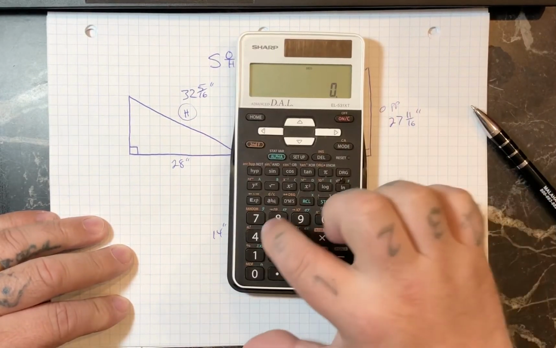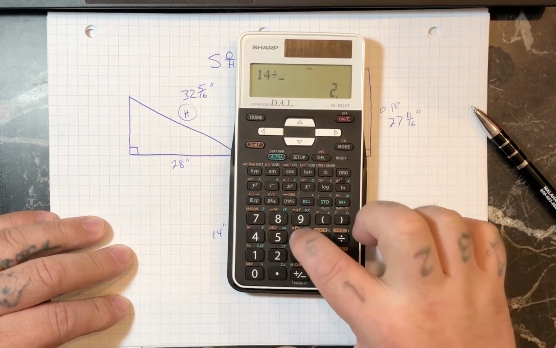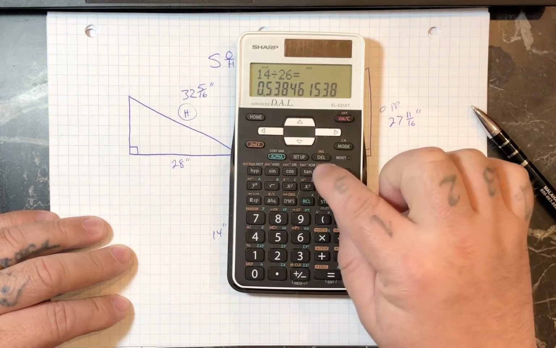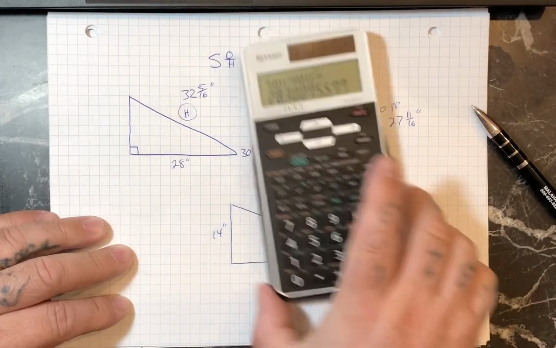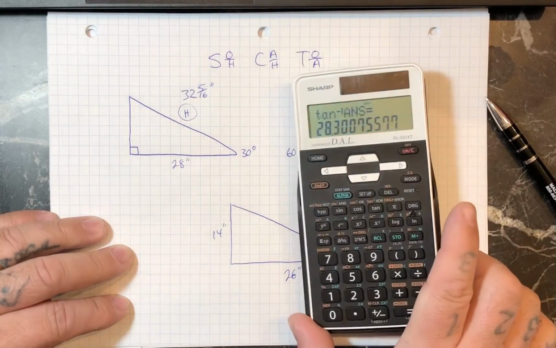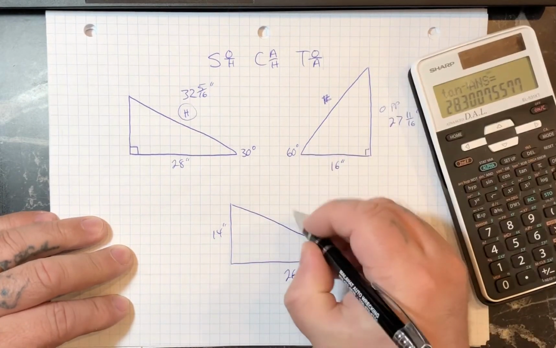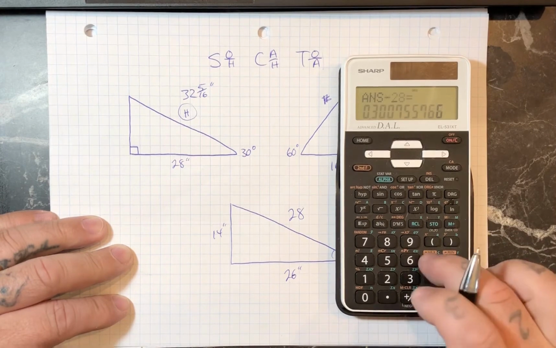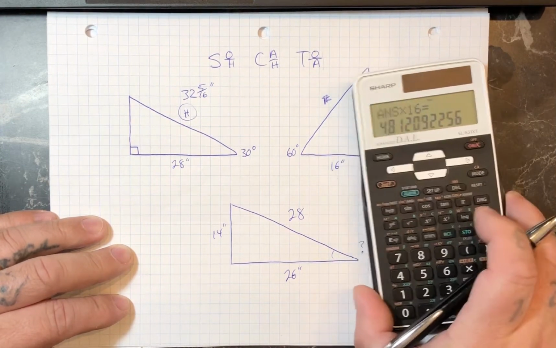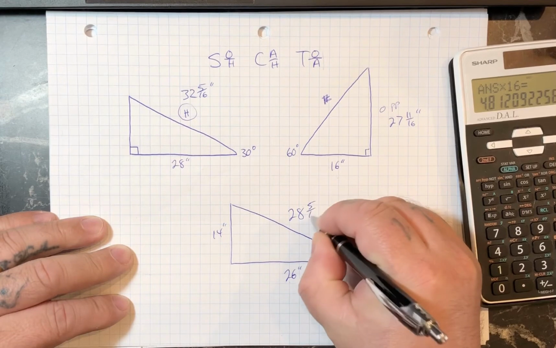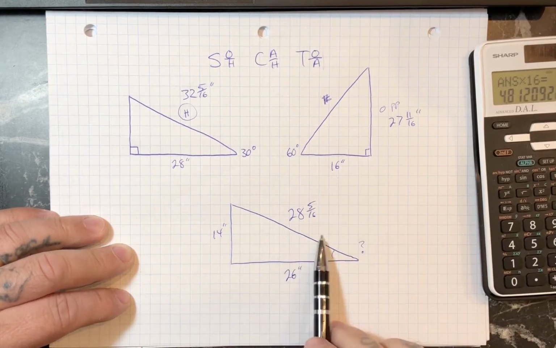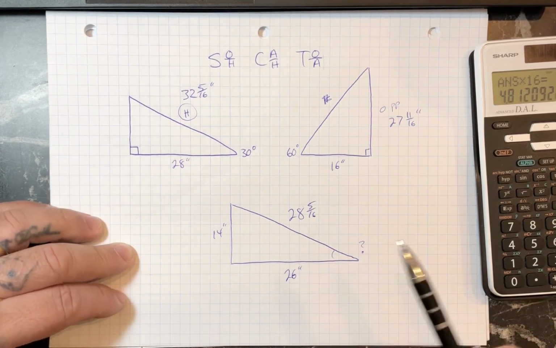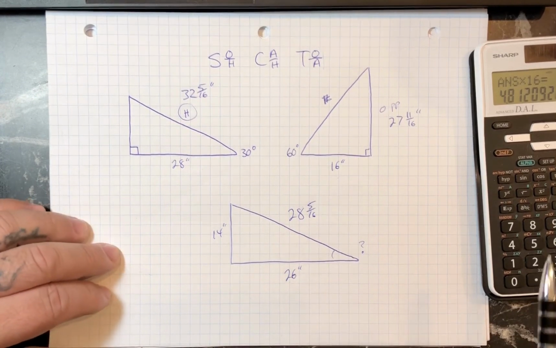I'm going to put that in my calculator. 14 divided by 26 equals, and then I'm going to hit the second function, tan, equals, right? And then I get 28.3, 28 and 5/16. And again, it looks appropriate, right? The hypotenuse is the longest side. It's not ridiculously long. It matches how this triangle is.